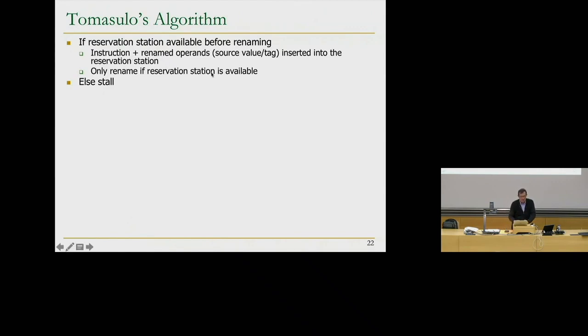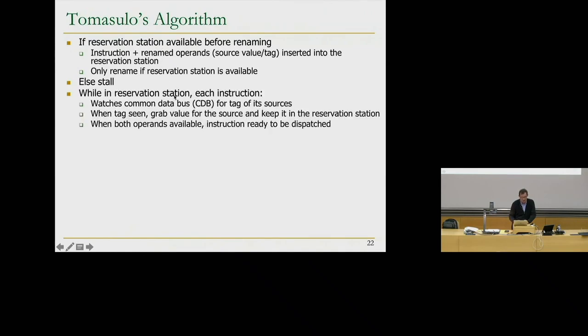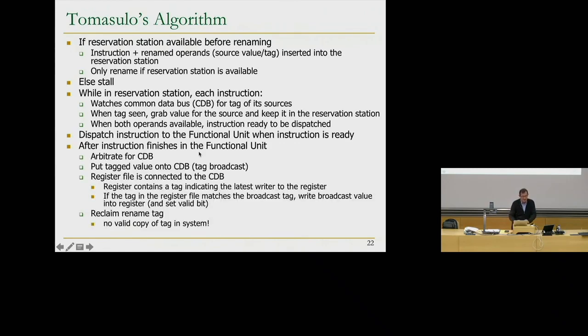The instruction and renamed operands are inserted into the reservation station if one is available, and you only rename if a reservation station is available. While in the reservation station, each instruction watches the common data bus to capture the tag, and when the tag is seen, you grab the value for the source and keep it in the reservation station. When both operands are available, the instruction is ready to be dispatched. And when the instruction is ready, you dispatch it to the functional unit. After the instruction finishes in the functional unit, you broadcast the tag and the value. The register alias table is also connected to this common data bus. And we already discussed the register file.